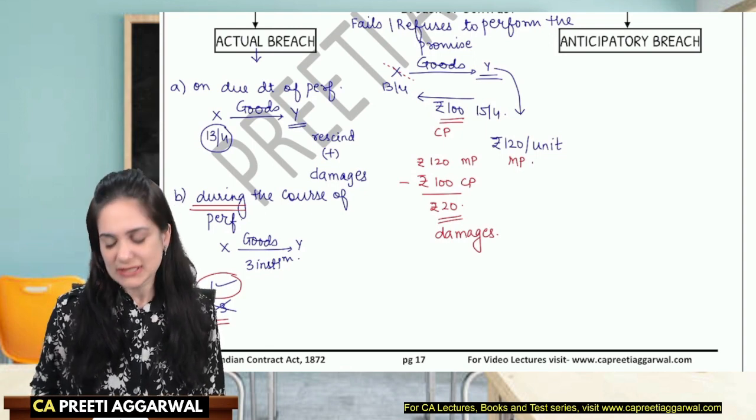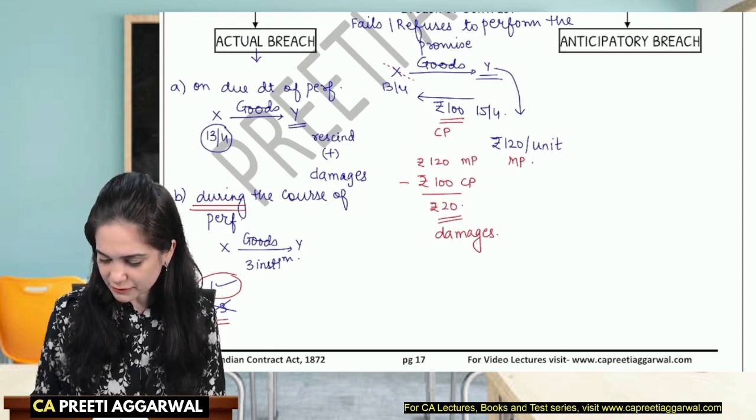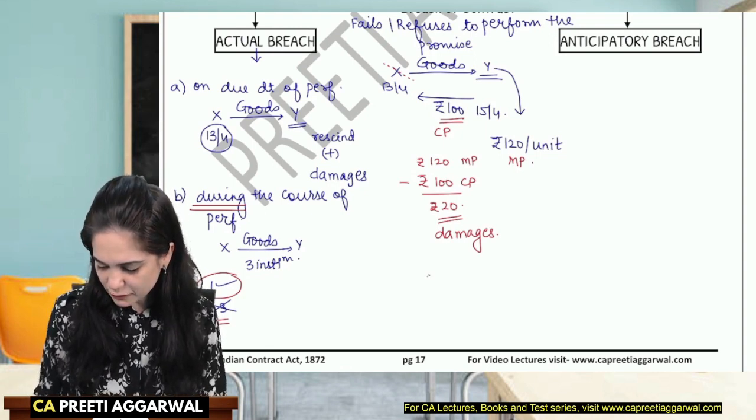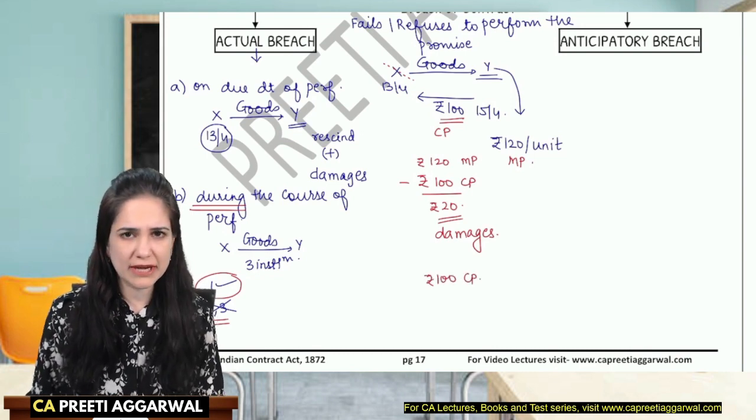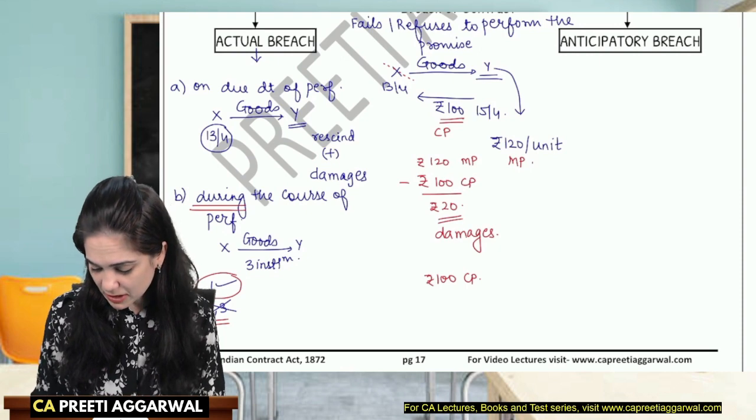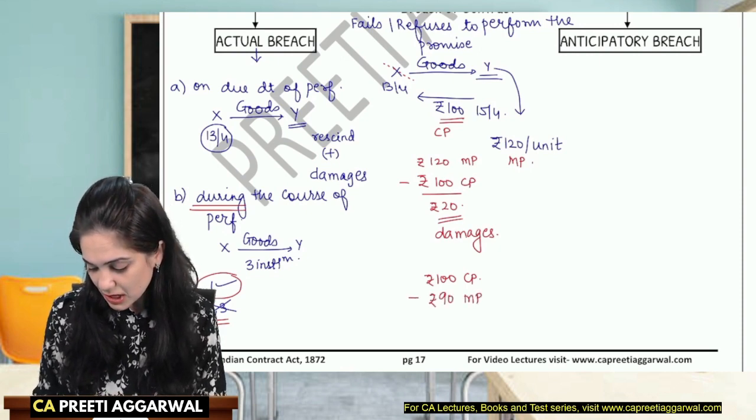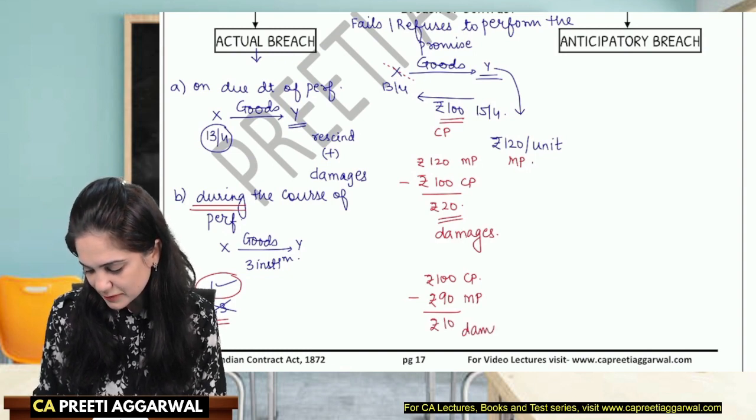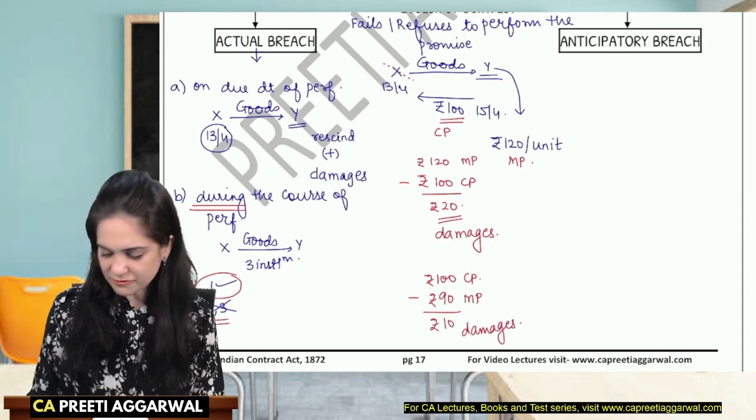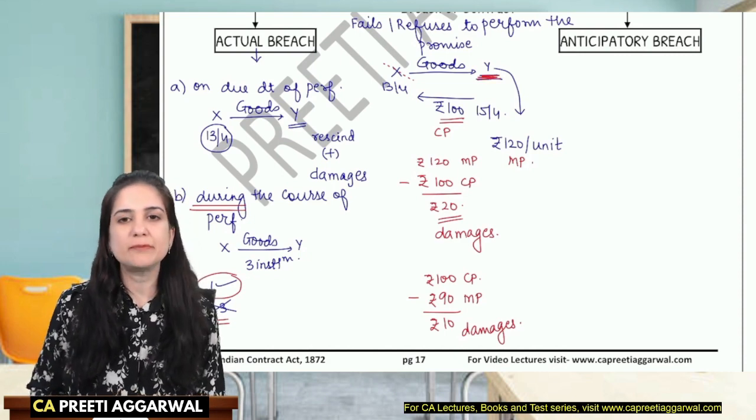Now, in this case, X will say that you refuse to buy the goods. I would have got 100 rupees for the same, that was the contract price. You refuse to buy the goods, I had to go to the market. In the market, the price is now 90 rupees. I am getting 10 rupees less. So these damages can be claimed from the buyer who has committed breach of contract.